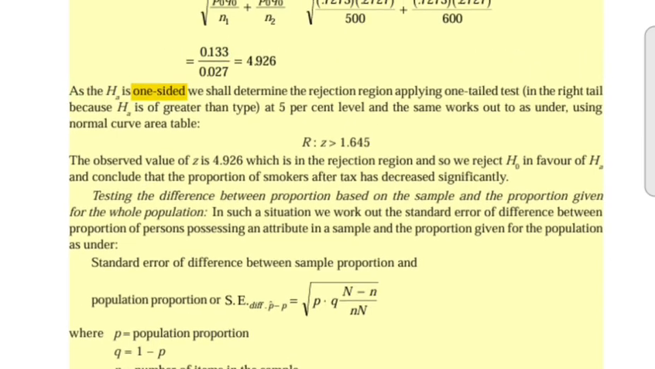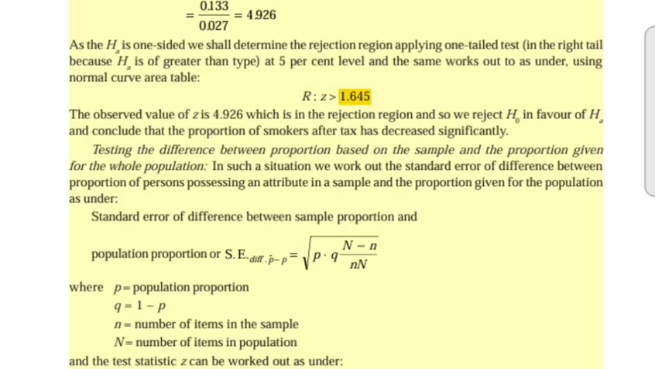As Ha is one-sided, we shall determine the rejection region applying a one-tailed test in the right tail, because Ha is of the greater-than type, at 5% level, and the same works out as under, using the normal curve area table: R: Z greater than 1.645. The observed value of Z is 4.926, which is in the rejection region, and so we reject H0 in favor of Ha and conclude that the proportion of smokers after tax has decreased significantly.